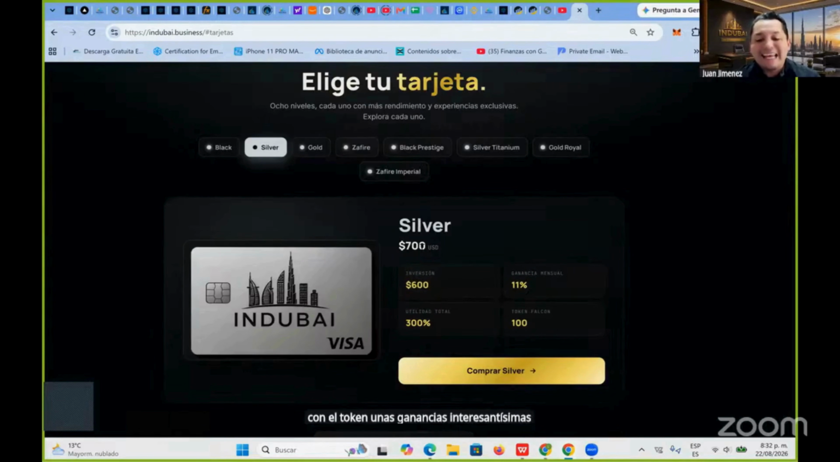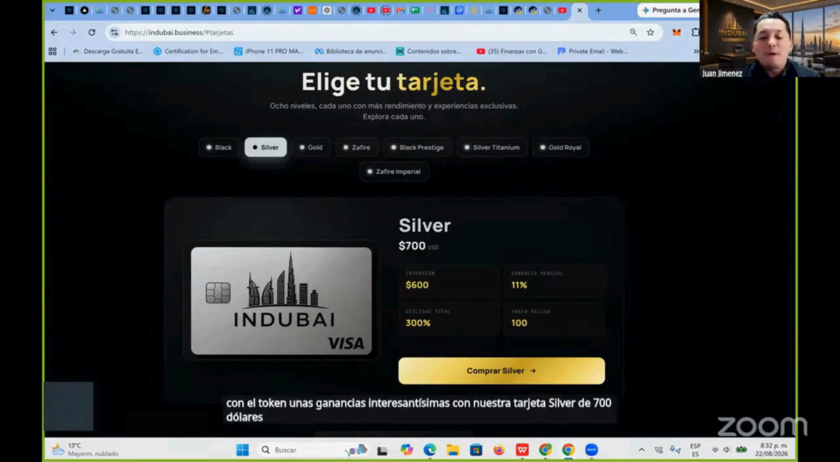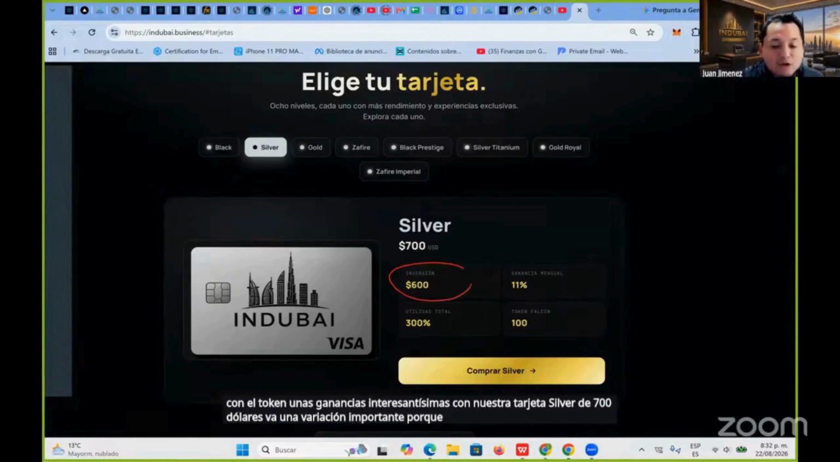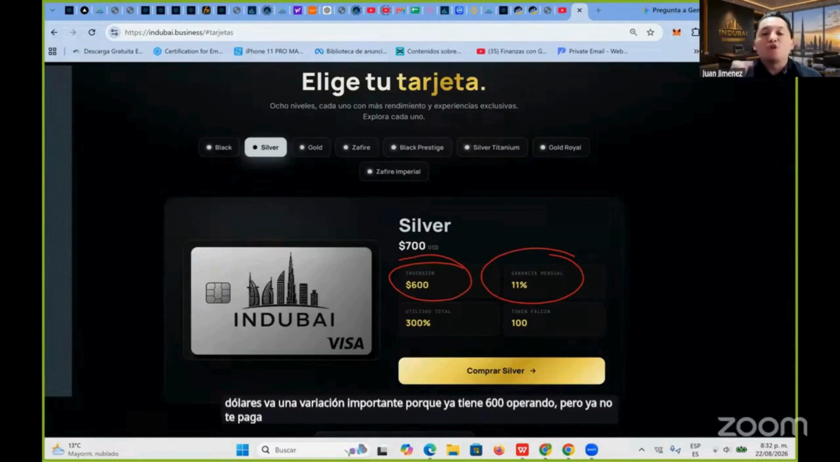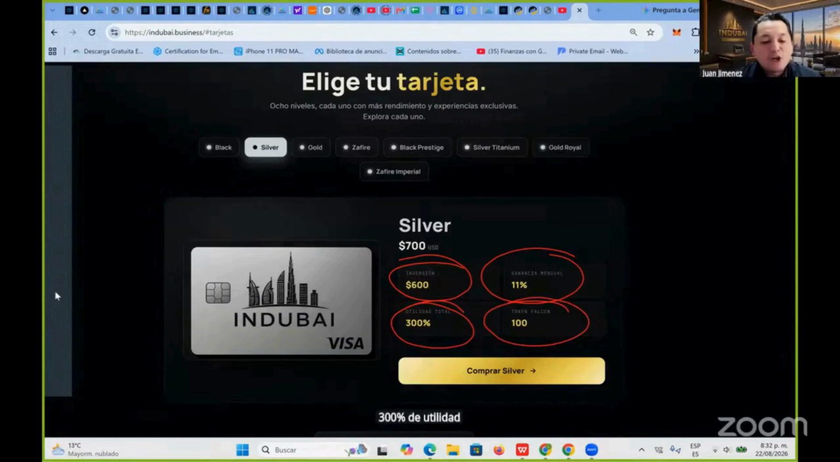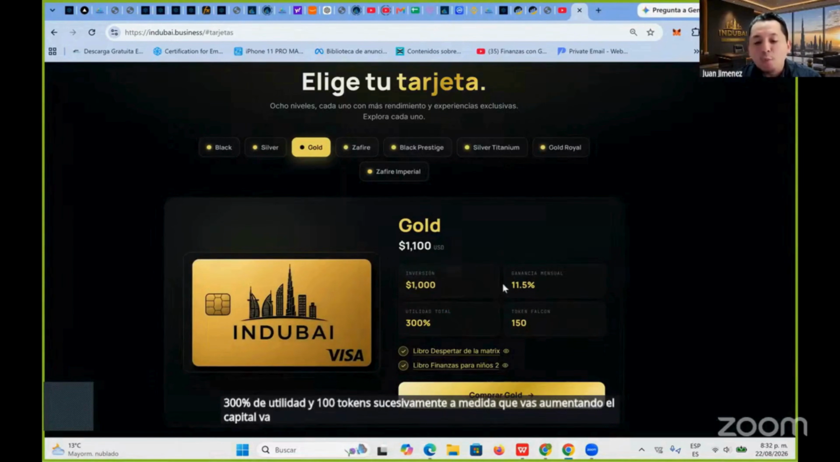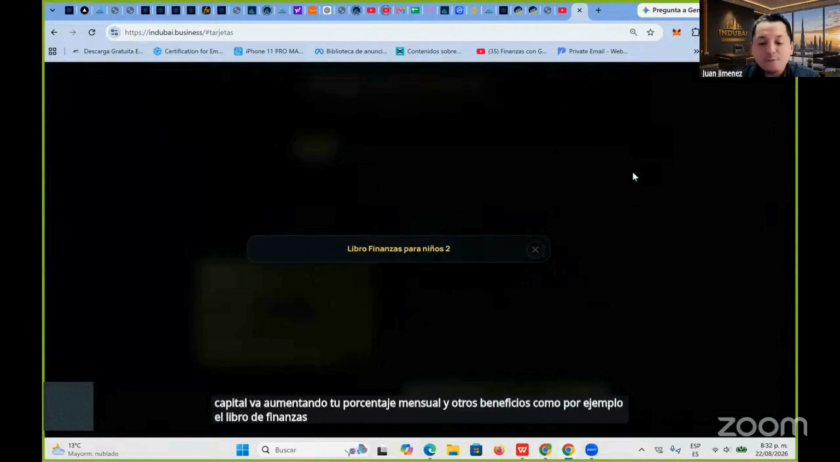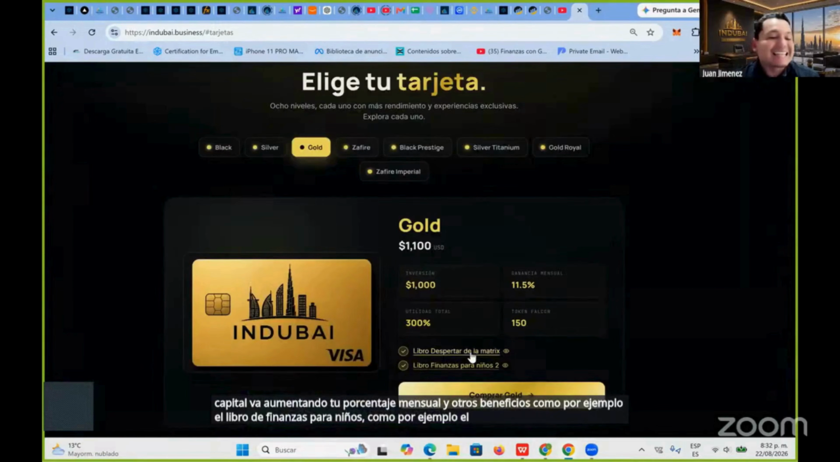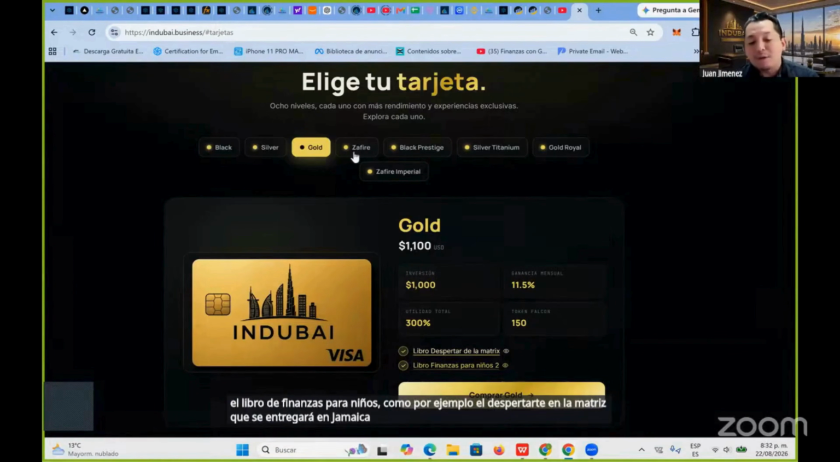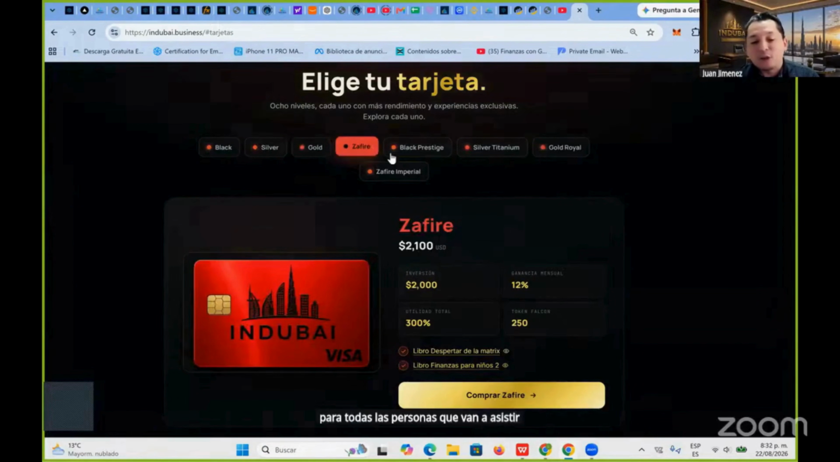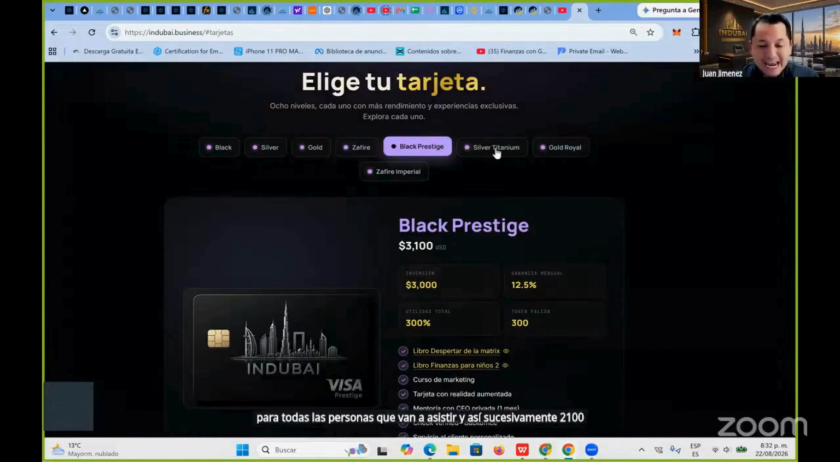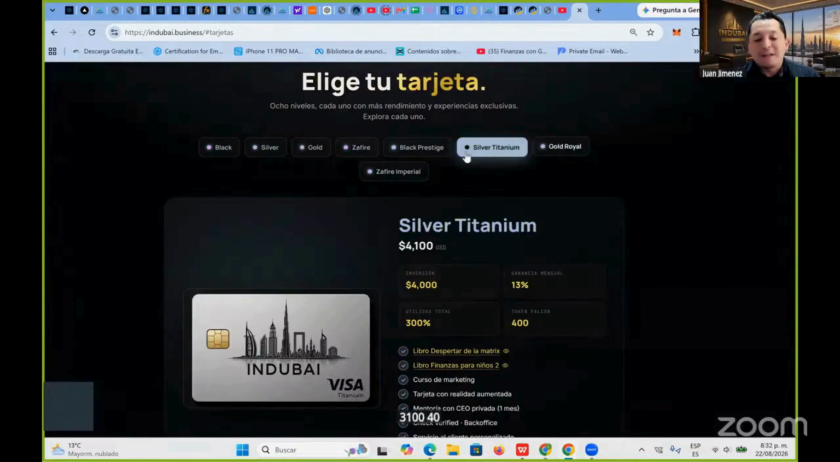With our $700 silver card, there is an important variation because you already have $600 operating, but it no longer pays you 10.5%, but 11%, 300% profit, and 100 tokens. Successively, as you increase your capital, your monthly percentage and other benefits increase, such as the finance book for children, for example, or the awakening of the matrix, which will be delivered in Jamaica to all the people who are going to attend. And so on, 2,100, 3,100, 4,000, 4,100, 5,100.